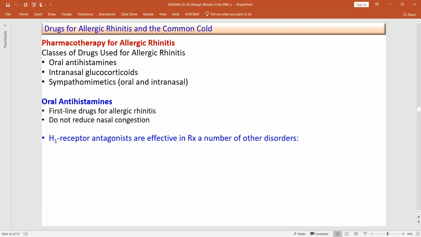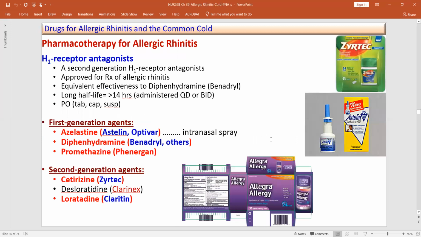So the H1 receptor antagonists are effective, as we said, to treat vertigo, motion sickness, insomnia, and also we can add to that Parkinson's disease and other skin urticaria or skin rashes. For the second generation H1 receptor antagonists, there is no adverse effect of drowsiness because this drug does not cross the blood-brain barrier.